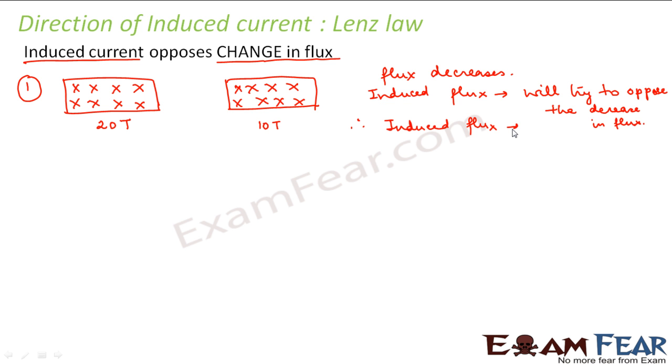So that induced flux will try to oppose the change. The change is the decrease in flux. So what will it try to do? It will try to increase the flux. So what will be the direction of this induced flux? This induced flux will also be in the downward direction. Understand it properly. Earlier it was 20 Tesla in the downward direction. Now it is 10 Tesla.